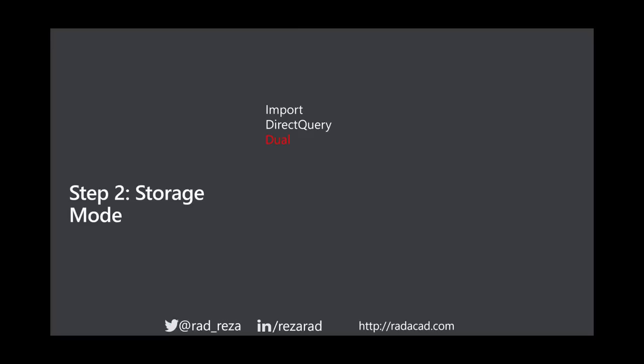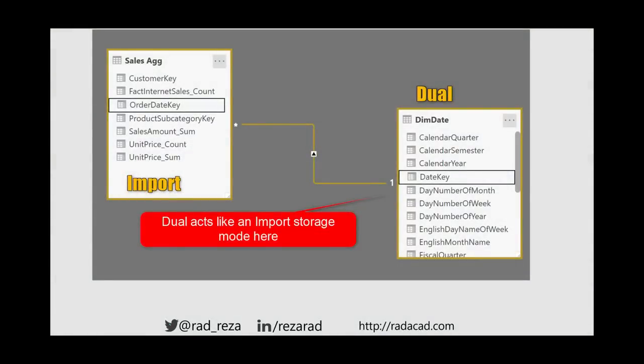Storage mode number 2 is DirectQuery. It won't copy data into memory. It will keep the data wherever it is in the data source. Storage mode number 3 is the important one: Dual storage mode, and that is exactly because of these aggregation tables. Let's see how it works.